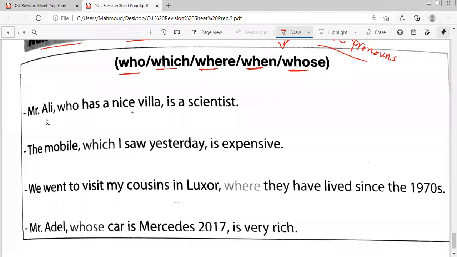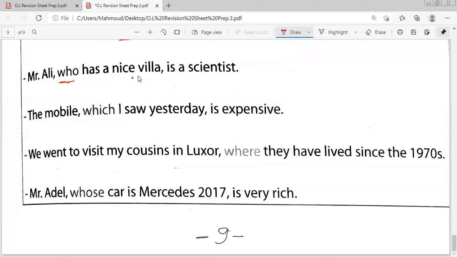Mr. Ali, this is the first example. Mr. Ali, who has a nice villa, is a scientist. After the name Mr. Ali, directly after this person, you will put who. This is called a relative pronoun. Who? Why? Because Mr. Ali is a person. The mobile, which? Why? Because the mobile is a thing. So you have to put which here for things. Which I saw yesterday is expensive.